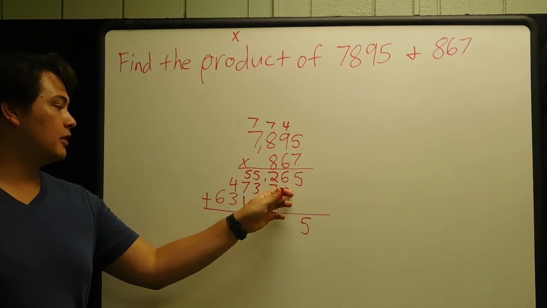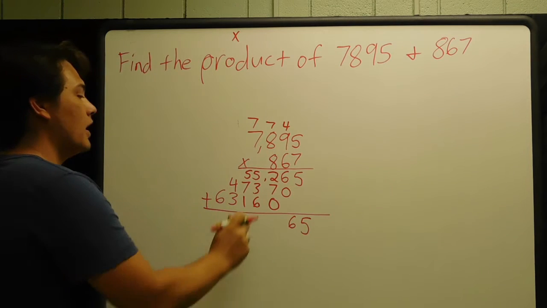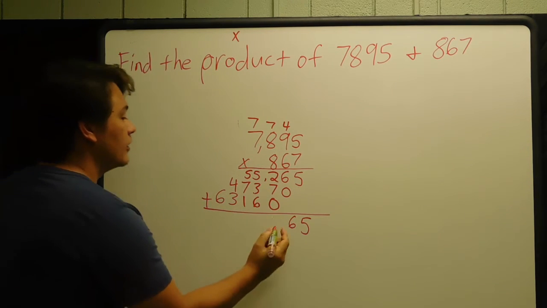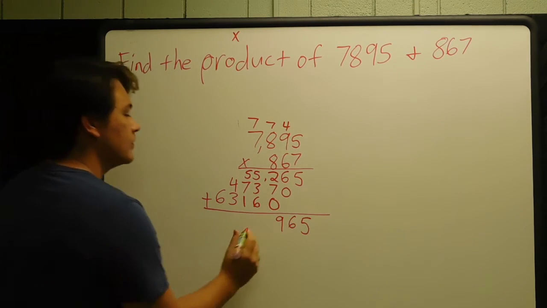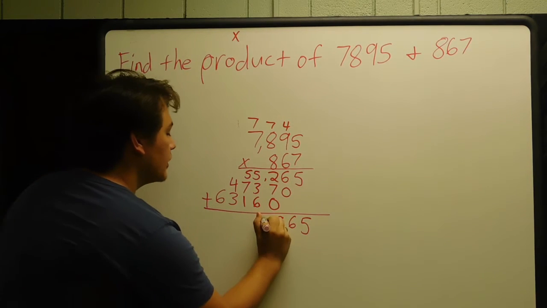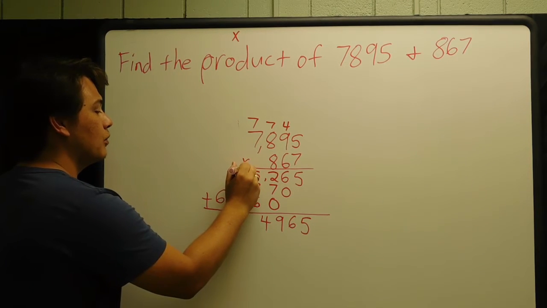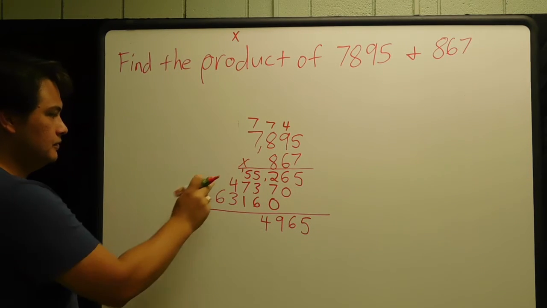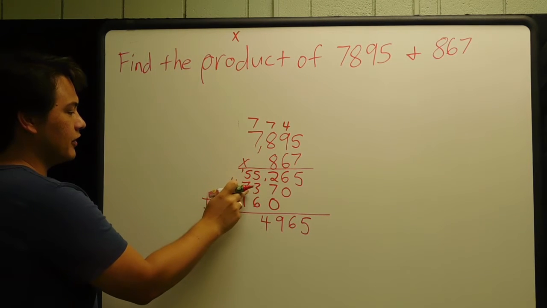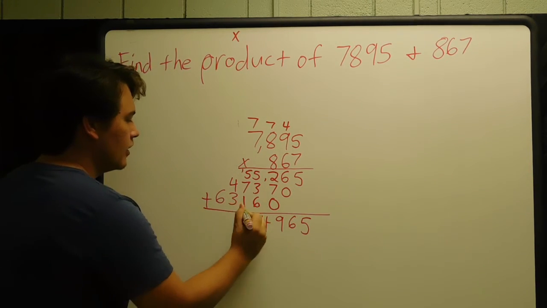Then we have 6 plus 0, which is going to be 6. Then we have 2 plus 7 plus 0, which is going to give us 9. We have 5 plus 3 plus 6, which is going to give us 14. So I'm going to bring the 4 here and add the 1 over here. 1 plus 5 plus 7 plus 1, and that's going to give us 14.